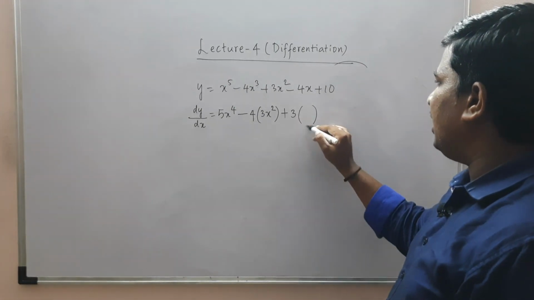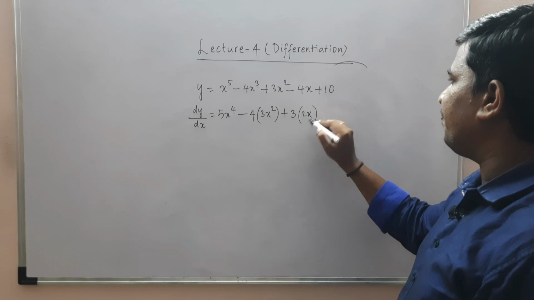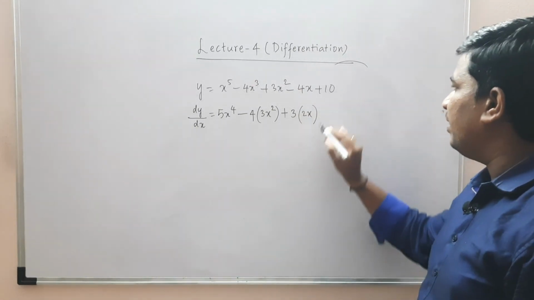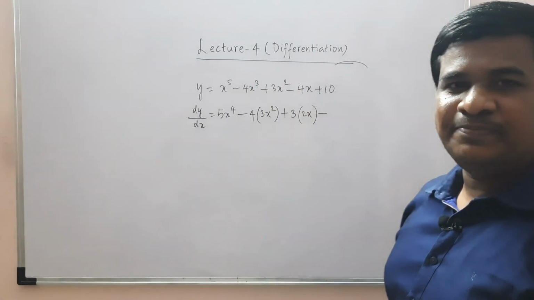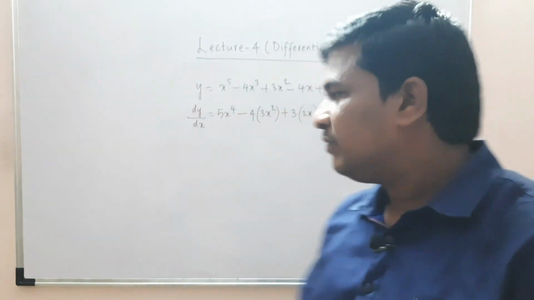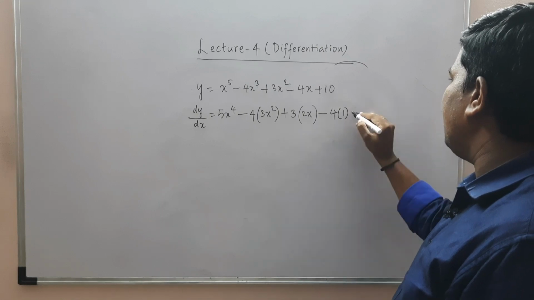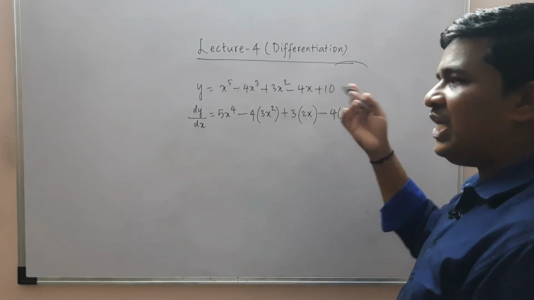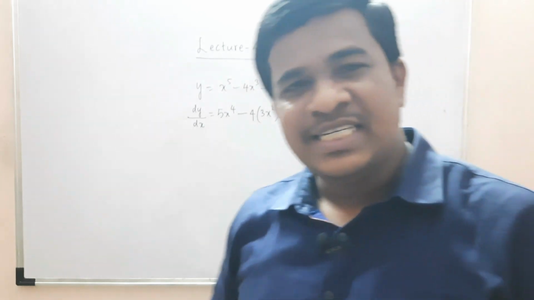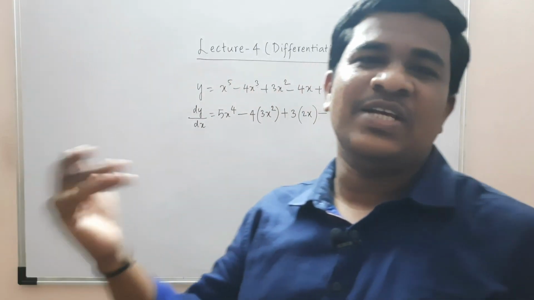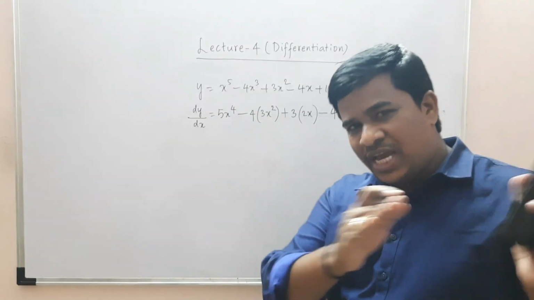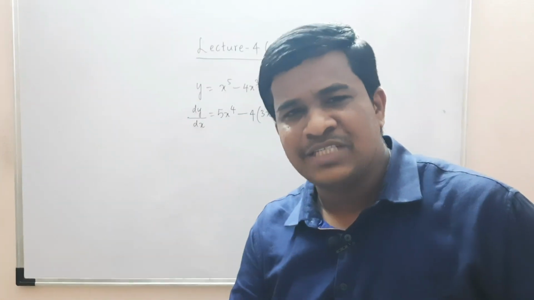For x square, the derivative is 2x, because 2 into x power 2 minus 1. Minus, similar to y equal to 4x. Y equal to 4x, what is the slope? 4. So for 4x you can write 4 simply, 4 into 1. Plus 10 is a constant, so y equal to 10 is a straight line parallel to x-axis. There is no change in y, so dy by dx is 0. So for any constant, if y is representing any constant, dy by dx will be 0.